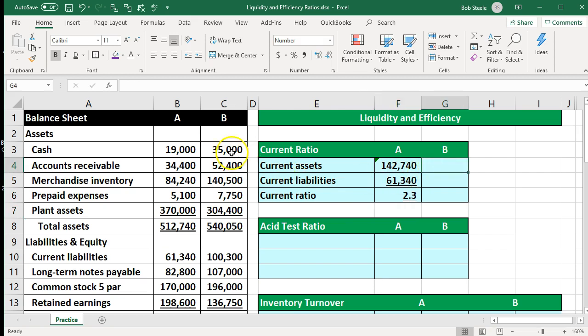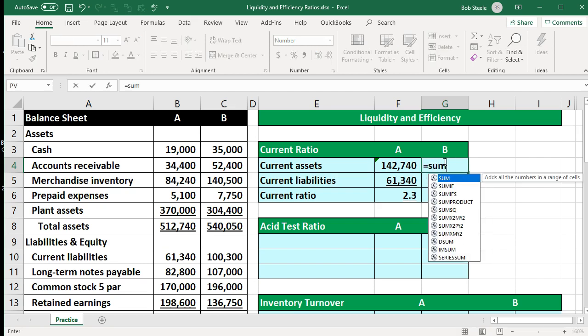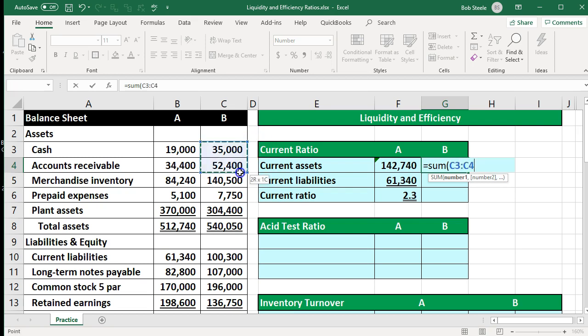We're going to do the same type of calculation. We could autofill this over, but we're going to calculate it again so that we can see it with a different set of data. So once again, we're going to have the cash, accounts receivable, merchandise, and the prepaid expenses, not including the plant assets. Let's do that with a sum function, equals the sum in G4. And then we're going to select the 35,000, the 52,400, the 145,000, and the 7,750. That's going to give us the 235,650.